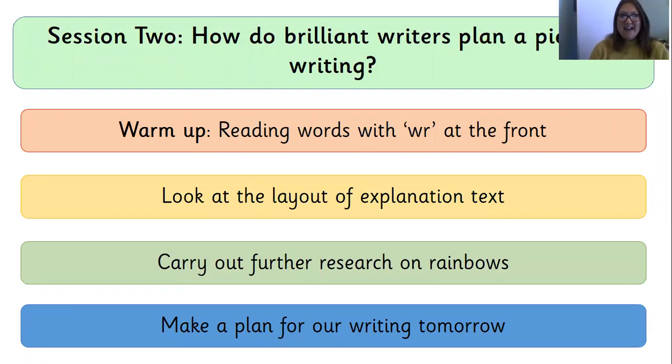So our question for today is how do brilliant writers plan a piece of writing? For our warm-up, we're going to be reading words with r at the front. We are going to be looking at the layout of an explanation text and then carrying out some further research on rainbows. We're going to end today by making a plan for our writing ready for tomorrow.